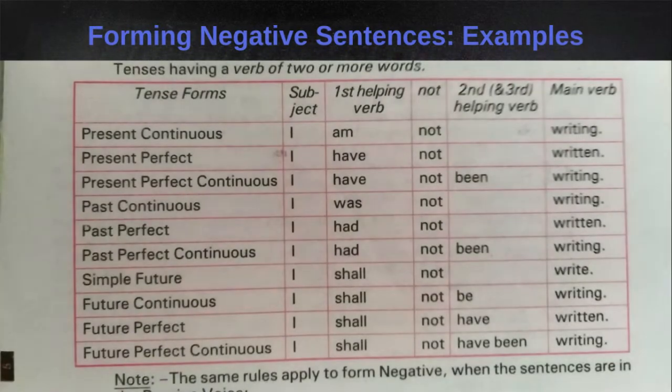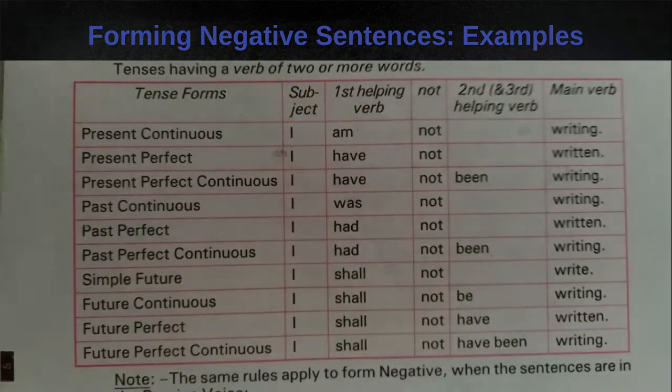These are some examples. This photo is from your English grammar textbook. There, in this photo, there are many sentences and how they are changed into negative sentences. It is given here. You can see them.